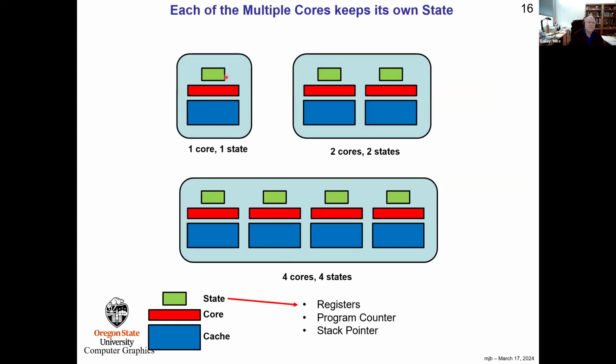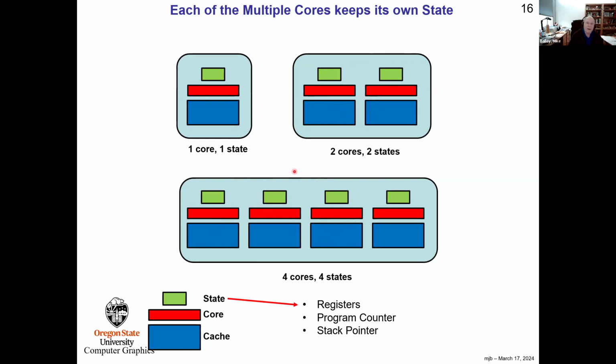Okay, so there's interesting stuff in architectures. Like for instance, this was the one core architecture. The green is the state. Okay, that's like what's your program counter, where's your stack pointer. The red is the core and the blue is the cache memory. So one core, one state was like this. Then when they went to two cores, yeah, they doubled everything. And when they went to four, they doubled everything.